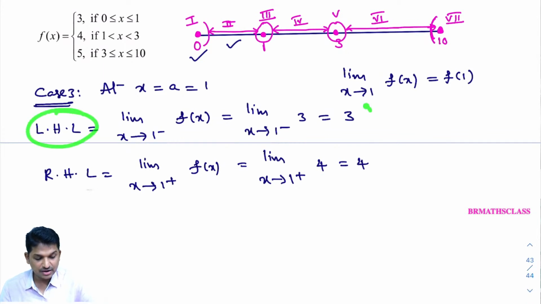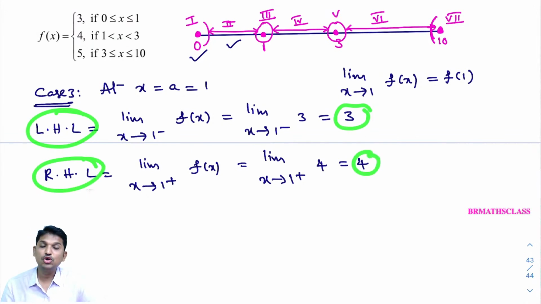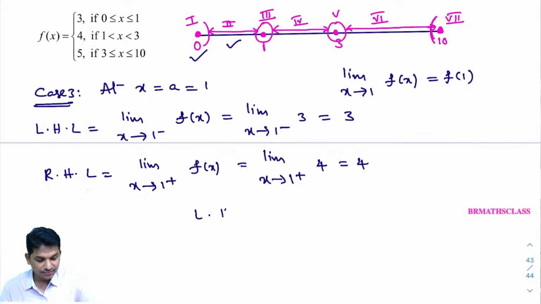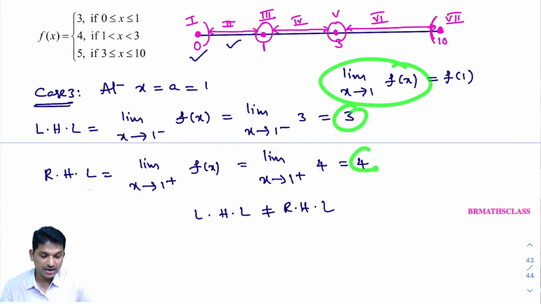So when I calculated left hand limit, I got 3. When I calculated right hand limit, I got 4. Look here, left hand limit is not equal to right hand limit. When left hand limit is not equal to right hand limit, what do we say? Limit of this function exists or does not exist? When left hand limit is the same as right hand limit, then only we say limit exists. Otherwise we say limit does not exist.